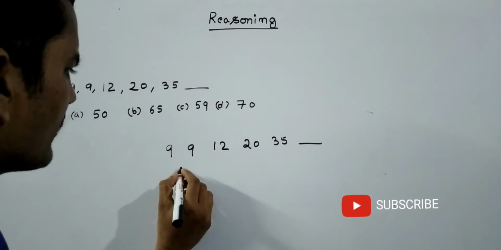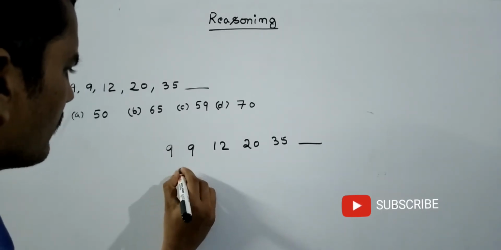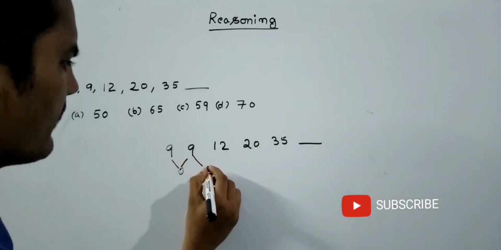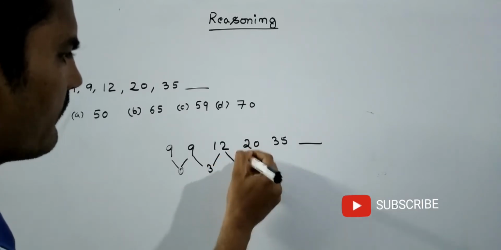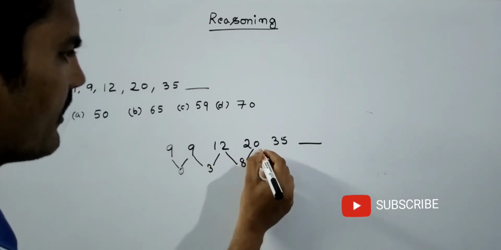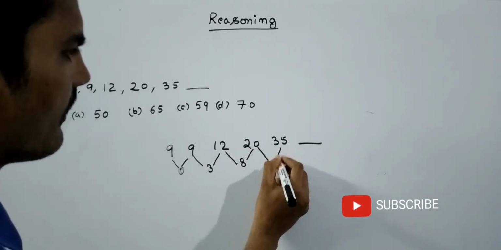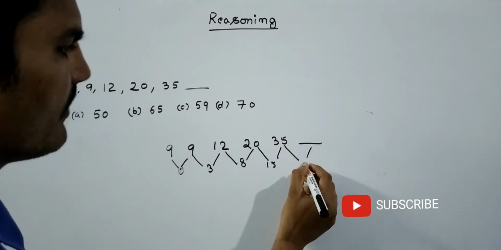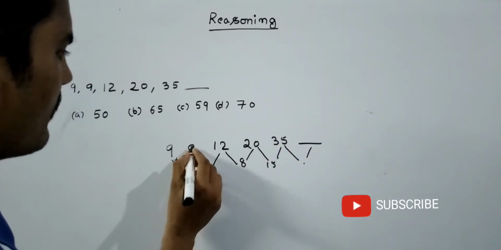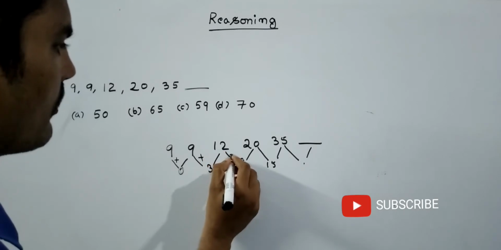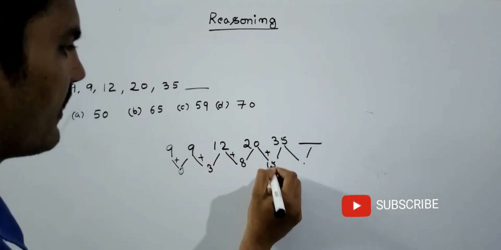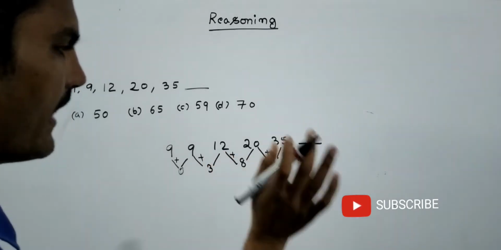See friends, here what is the difference? 0. Here what is the difference? 3. Here what is the difference? 8. Here what is the difference? 15. Next we should find what will be here. See friends, 9 plus 0, 9. 9 plus 3, 12. 12 plus 8, 20. 20 plus 15, 35. Then here also addition only.